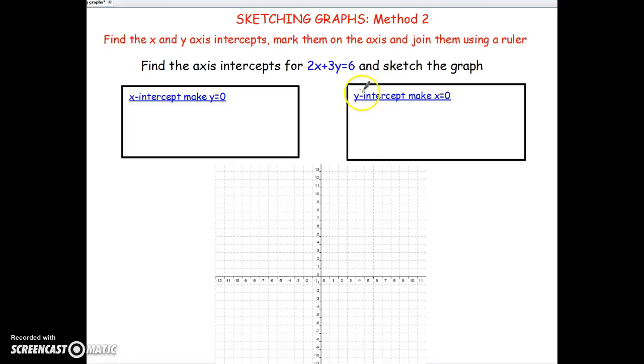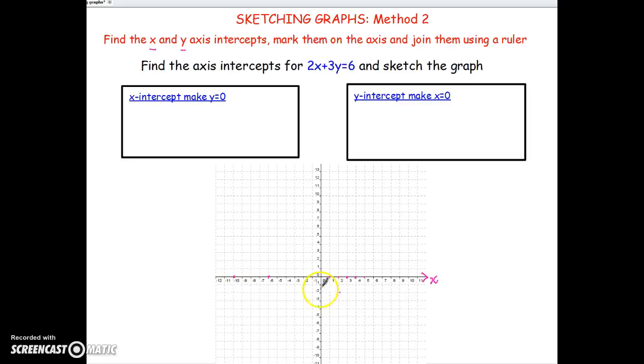Let's have a look at how to sketch a graph using another method, which is using the x and the y-axis intercepts. Before we start, we need to understand that if we're getting any point on the x-axis, this point here has the coordinate 1, 0. This one has a coordinate 2, 0, 3, 0, 4, 0, 5, 0, etc. Down here, minus 6, 0, minus 10, 0.